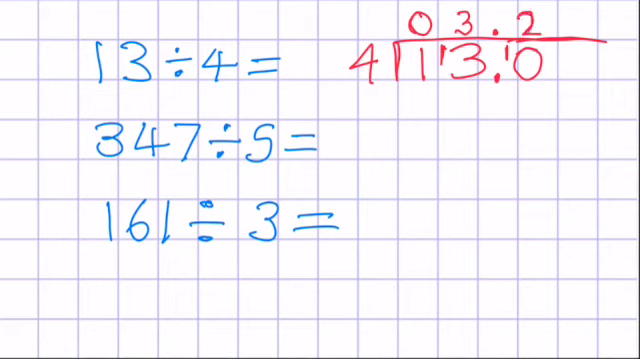But guess what? We still have a remainder, because 10 take away 8 is 2, so we still have a remainder of 2. So what we do, we put another 0 here, and we put our remainder 2. 4 goes into 20 5 times. So 13 divided by 4 is 3.25. Let's do the same thing now for 347 divided by 5.